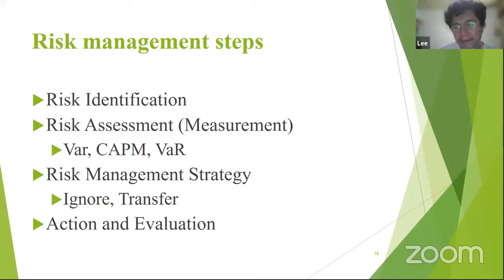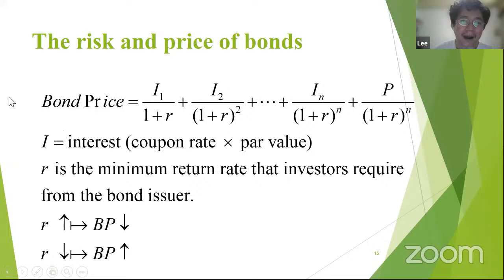Okay, I mean you have to know where the risk is from. So you have to identify, maybe, the interest rate. Okay, if your portfolio includes a lot of bonds, the interest rate will affect your portfolio. Just like here you can see, because most of the portfolio is from bonds, and bonds are affected by the minimum return rate.